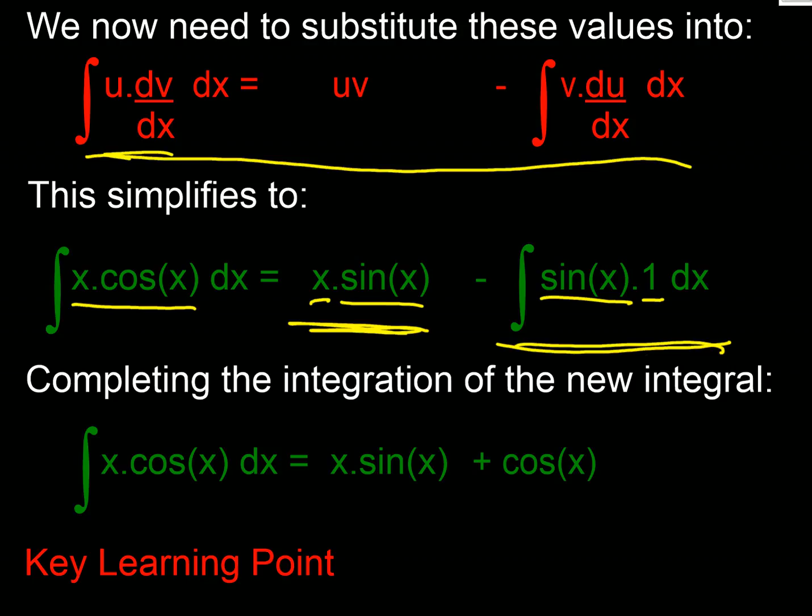So therefore if we integrate this term here, the minus sine of x will become plus cos of x. So there we found that whilst we couldn't integrate x cos of x, we could, using by parts, integrate effectively sine x times 1, and therefore we got our answer.